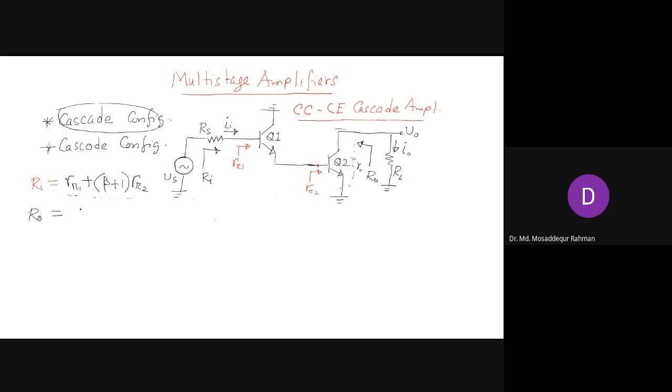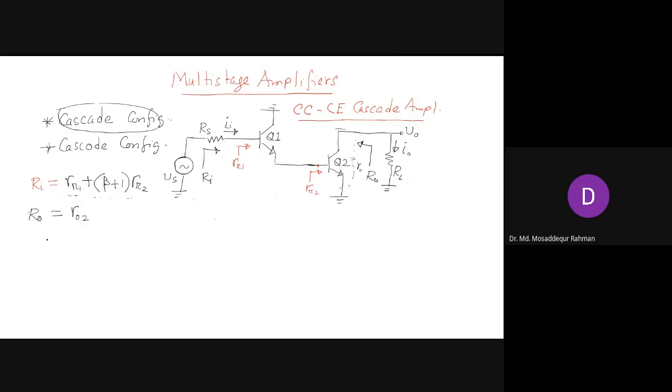So the output resistance will be the small R naught, and we can add the subscript, R naught 2, for the second transistor. That remains the same as the output resistance of common emitter. Common emitter output resistance is R naught. That remains the same because we didn't change the output side of this amplifier. We only modified the input side. We added a common collector at the input side. So input resistance is modified, but output resistance remains the same.